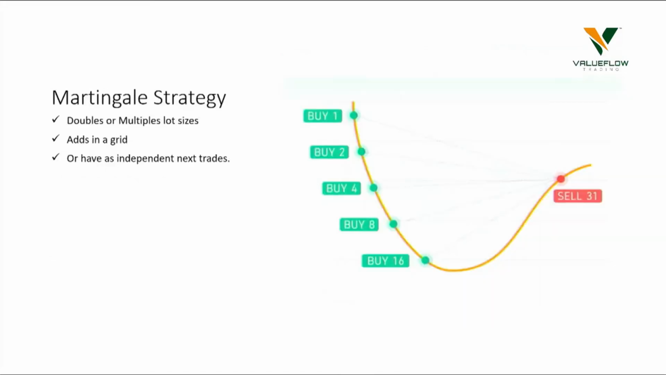My next slide: the Martingale strategy talks about doubling or multiples of lot sizes. Usually they go in a grid. If it's a person doing Martingale, it's just one trade. If it's a bot, you keep stacking. You take your first buy, it doesn't go your way, you add another one, double the lot size. You add another one, and another one, and another. How many lots did you now close? 31 lots. That is a lot.